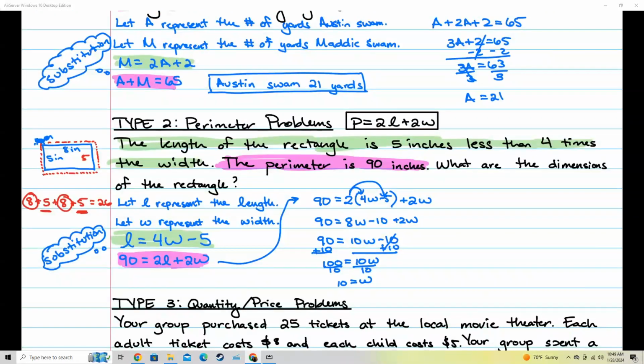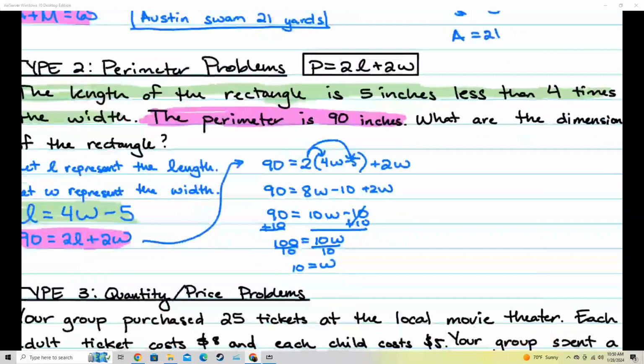It said, what are the dimensions of the rectangle? Guys, I don't know the dimensions just yet. I know the first dimension, the width is 10, right? Let me go ahead and find the length. How do I find the length? You take that 10 and plug it back into either equation. I'm going to plug it into the first equation.